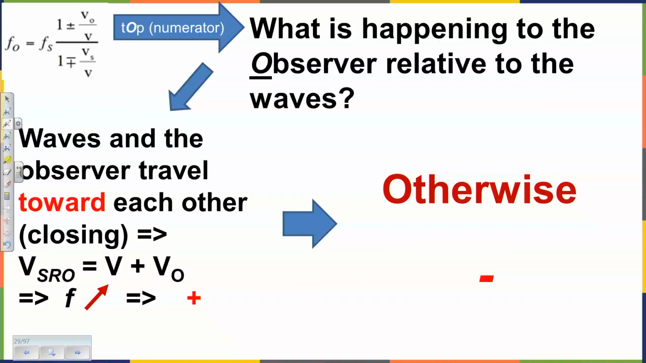So there are certain mnemonic rules. For example, which speed should go where? Observer should go in the numerator. So we say the observer should go on the top of the fraction. They both have the same letter O. Observer, top.